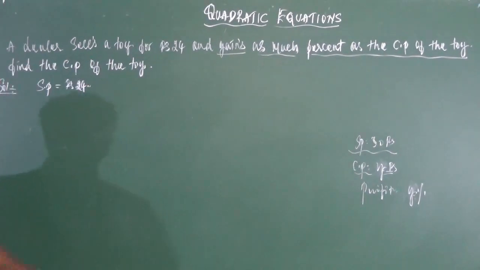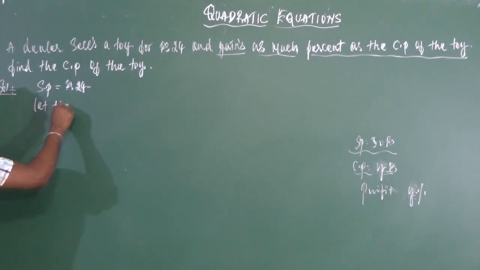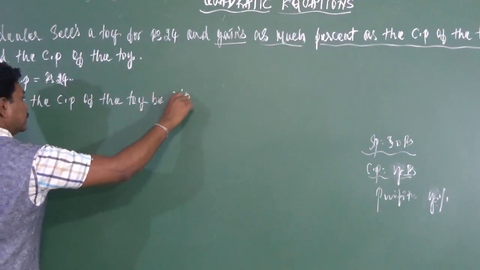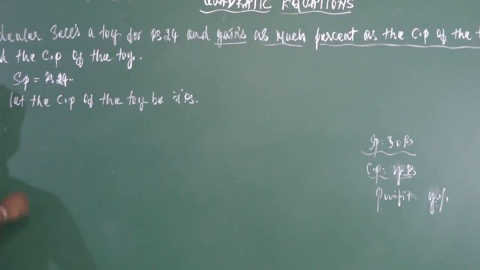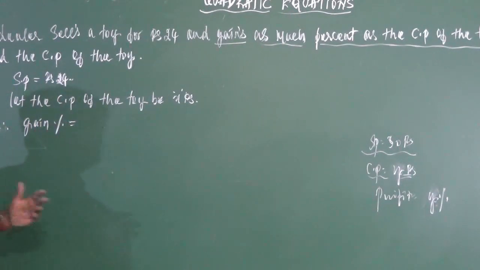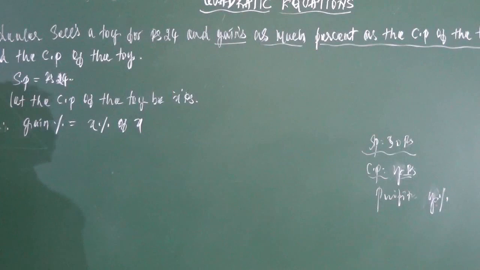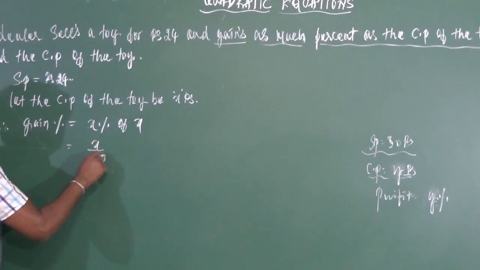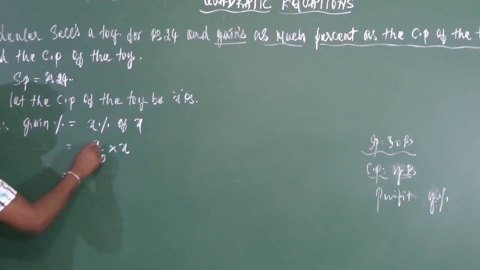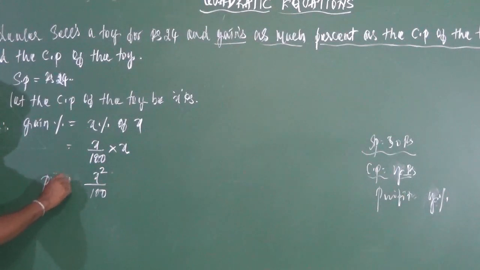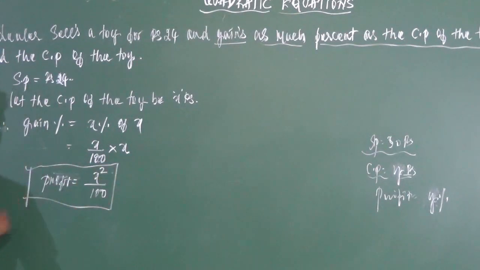Okay. So let us guess the cost price of the toy. Let the cost price of the toy be X rupees. So therefore, gain percent is X% of X. X% of X, he has got the gain. So X% can be written as X by 100 into X. So X by 100 into X is X square by 100. So this is what we call profit. So this is the profit, that is X square by 100.